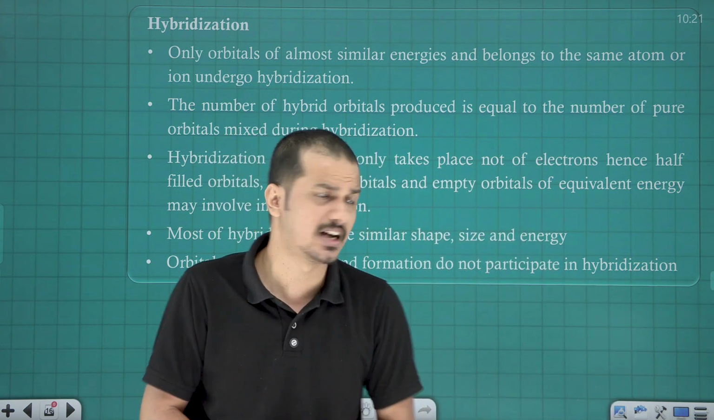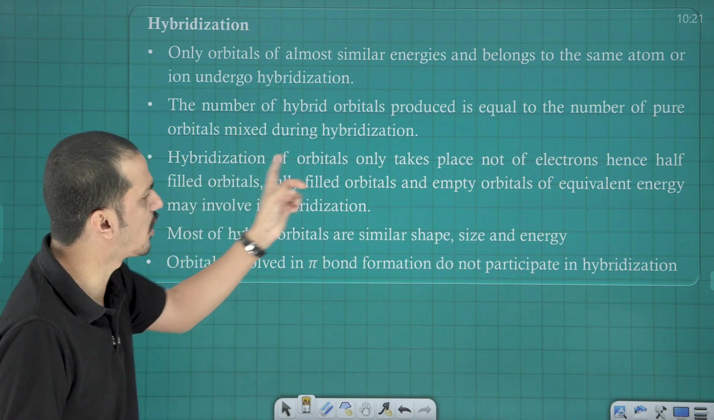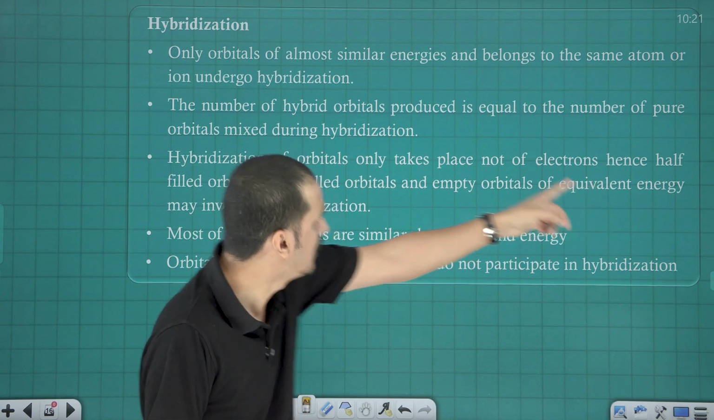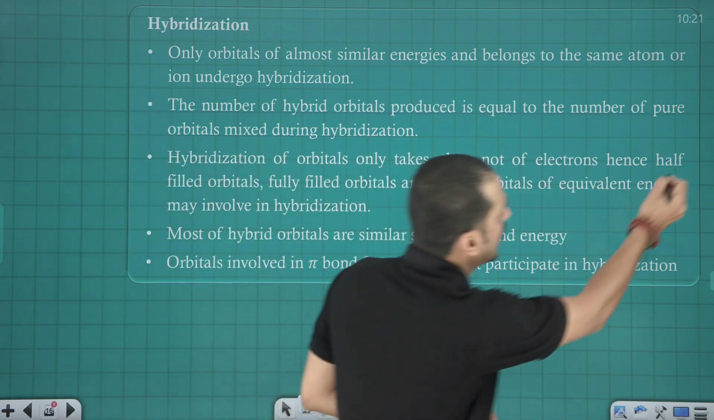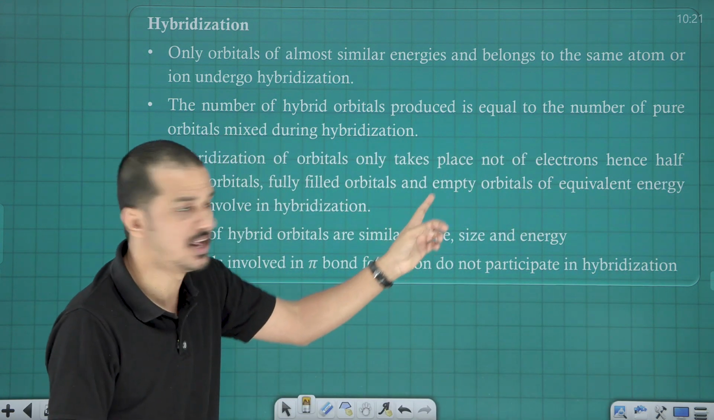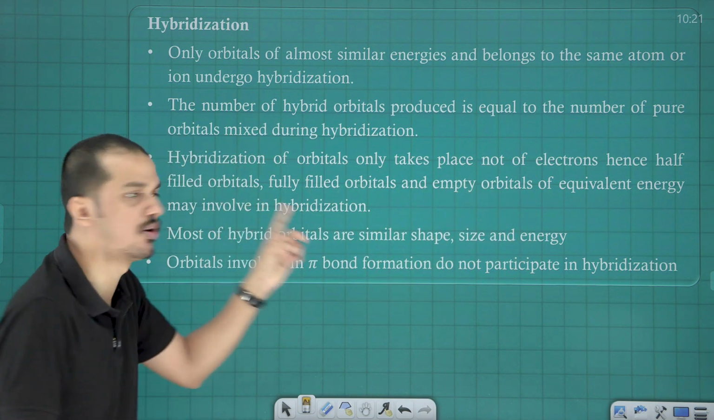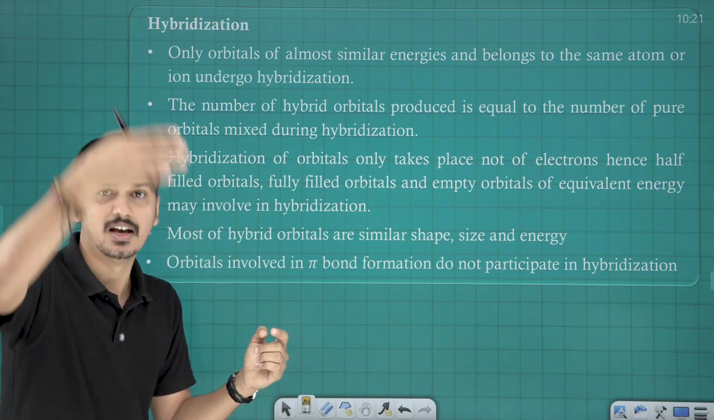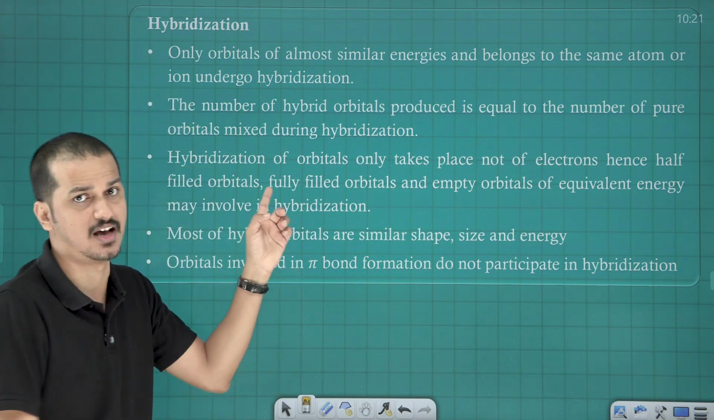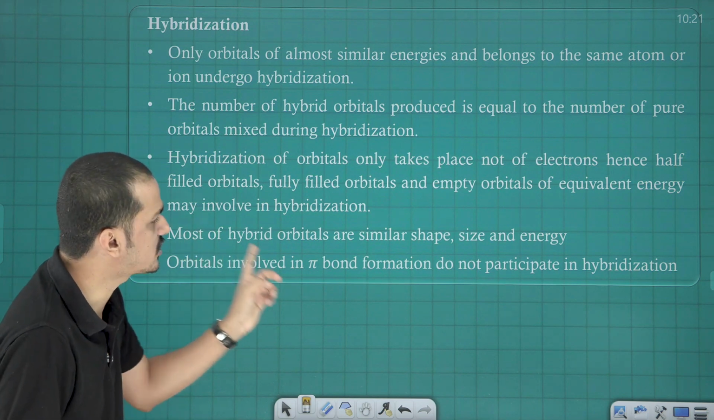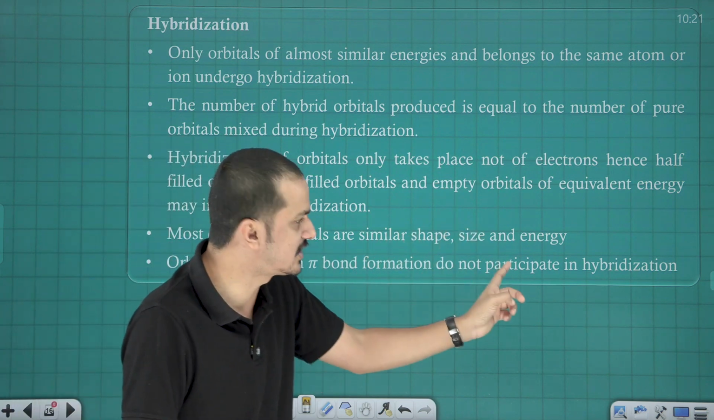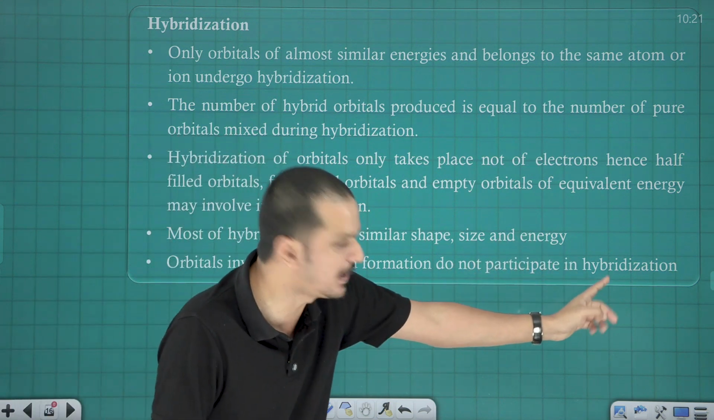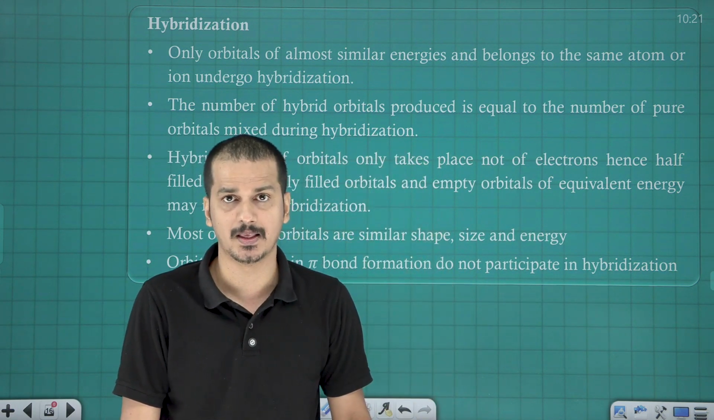That idea. Okay, clear. Next, hybridization takes place only between orbitals, not electrons. Hence, half-filled orbitals, fully filled orbitals and empty orbitals of equivalent energy may be involved in hybridization. These statements are important because sometimes they will ask about assertion and reason, or which statement is correct and which is wrong. Clear? Next, all hybrid orbitals are of similar shape, size and energy. Yes, that we know. Orbitals involved in pi bond formation do not participate in hybridization. That is also very important.